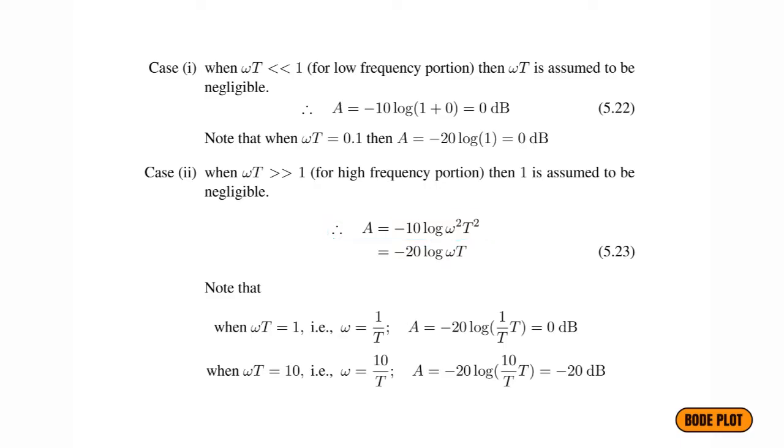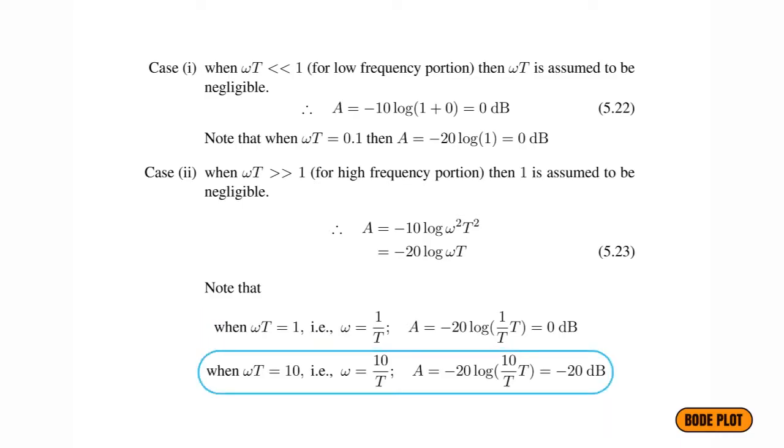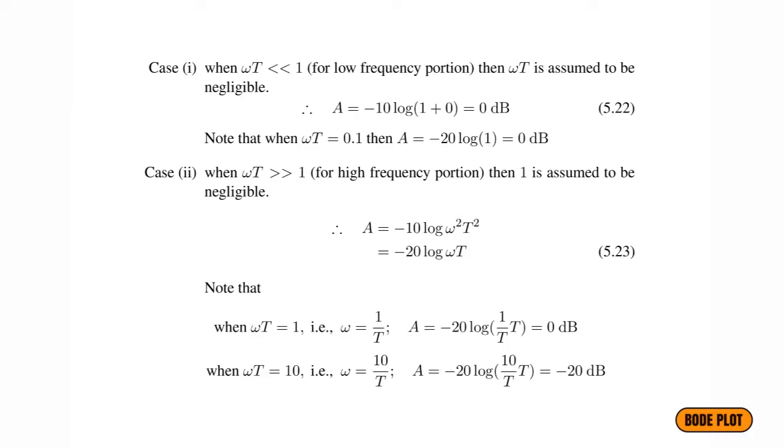That is the high frequency range. What is the plot? When omega equals 1 by tau, it is 0 dB. When omega equals 10 by tau, if you substitute 10 by tau, it becomes minus 20 dB. So, if you consider the right hand side by neglecting 1, it starts from 0 dB, and it decreases at the rate of minus 20 dB per decade.